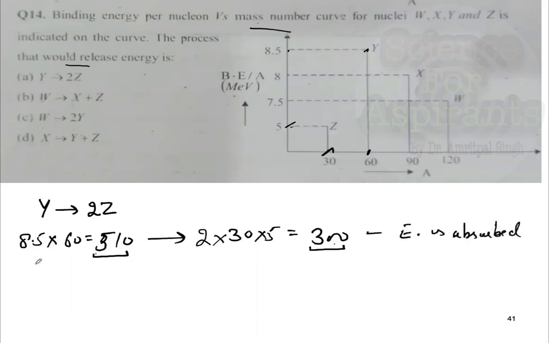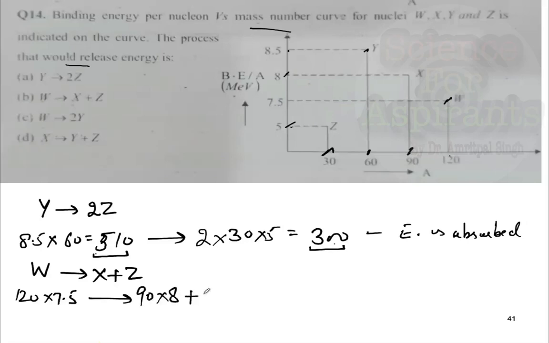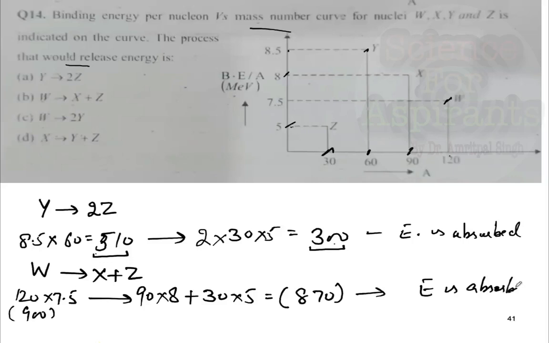In the second reaction, W to X plus Z, W is this one, 120 into 7.5. X is 90 into 8, plus Z is 30 into 5. So it comes out to be 870. So this is 900 and this is 870. So the product energy is less as compared to the reactant. So energy is being absorbed during this reaction.